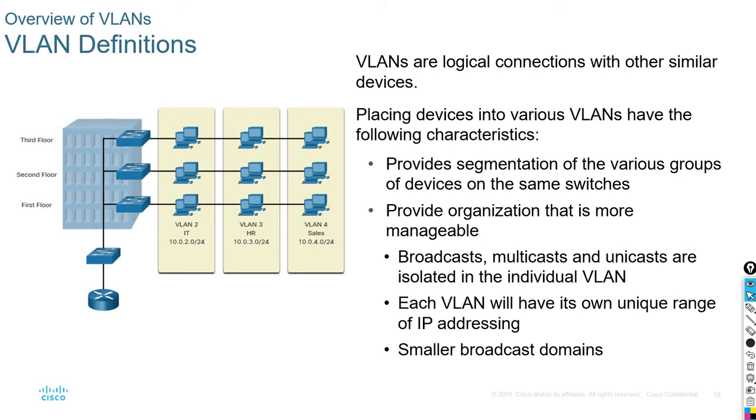Broadcast, multicast, and unicast traffic are isolated in individual VLANs, which are used for smaller broadcast domains. A VLAN creates a logical broadcast domain that can span multiple physical segments. Using VLANs, network administrators can implement access and security policies according to specific groupings of users. Each switch port can be assigned to only one VLAN.